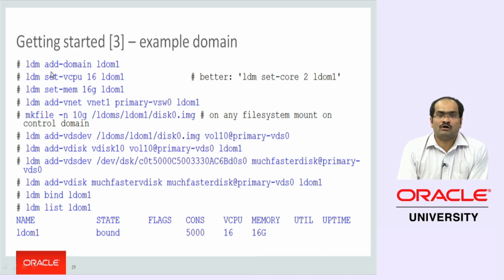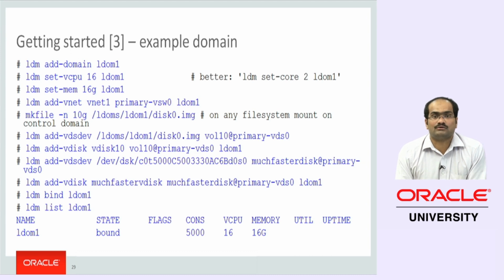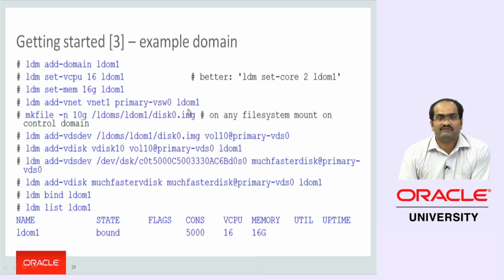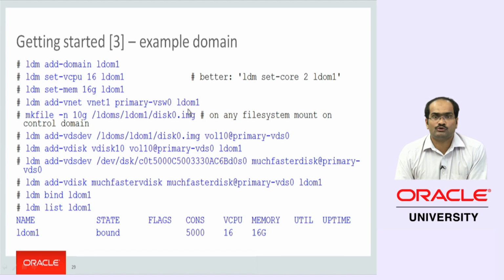After all these steps are done, the other step is add-vnet. Add-vnet is importing a virtual network interface to the guest domain. So I am giving the name vnet1 to be visible inside the guest domain, and the switch servicing this emulated Ethernet device is primary-vsw0 as we gave in the previous slide, and ldom1 is the logical domain. So after vCPU and memory, we have assigned the virtual network interface and the virtual disk to the guest domain.